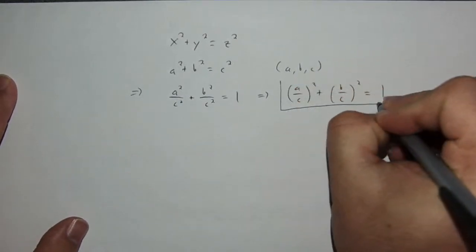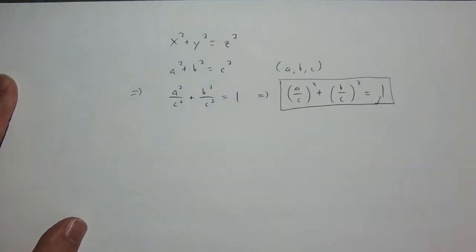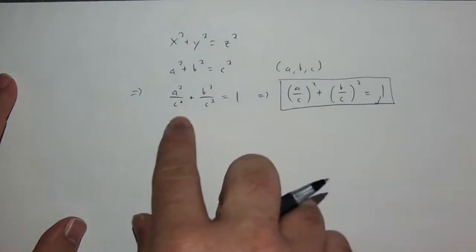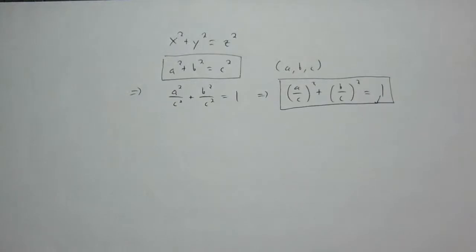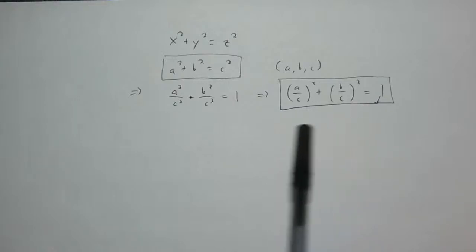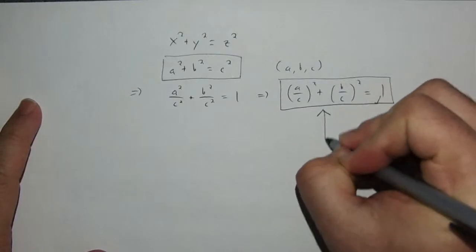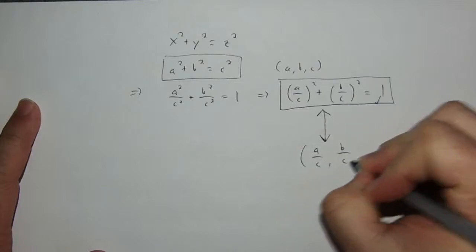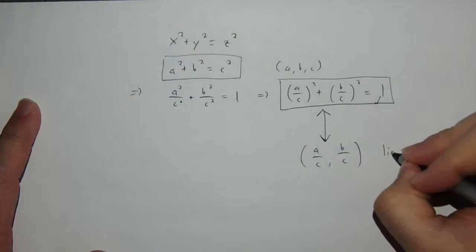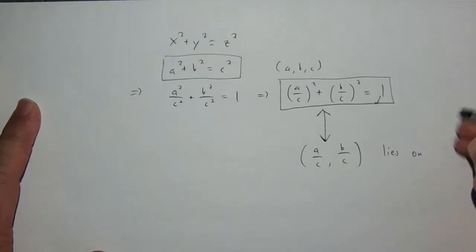And so, if I have this equation satisfied, then multiplying both sides by c squared, I have the typical Pythagorean identity. But of course, immediately when you see this, what do I have here? This implies that the pair (a over c, b over c) lies on the unit circle.